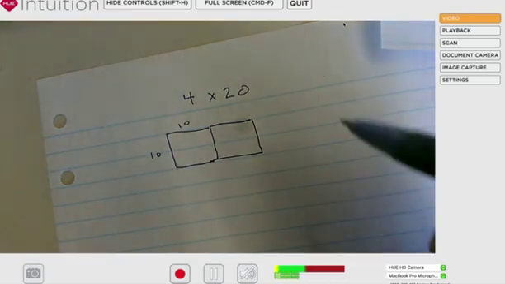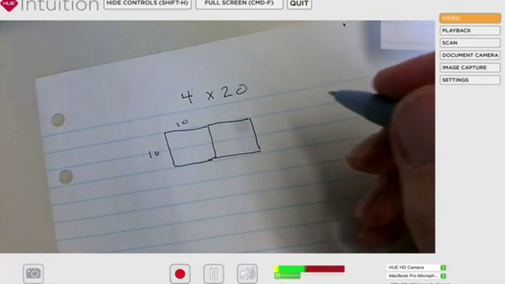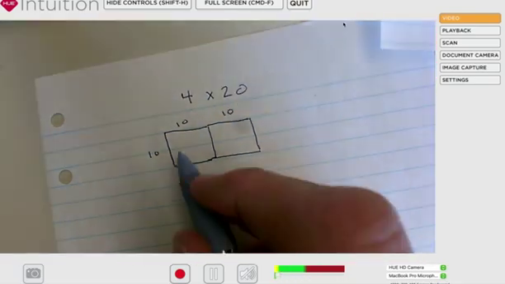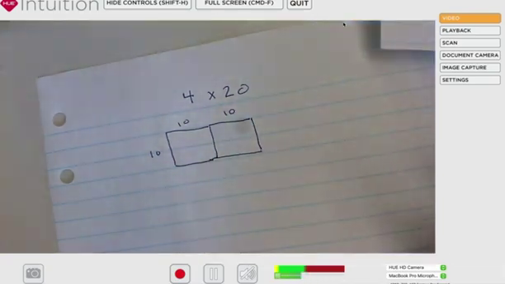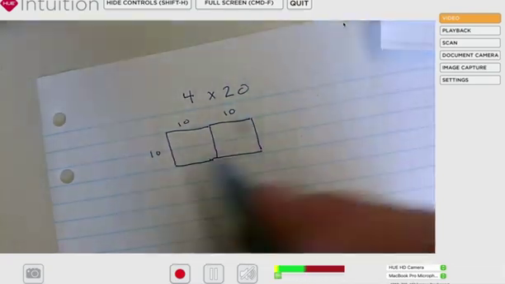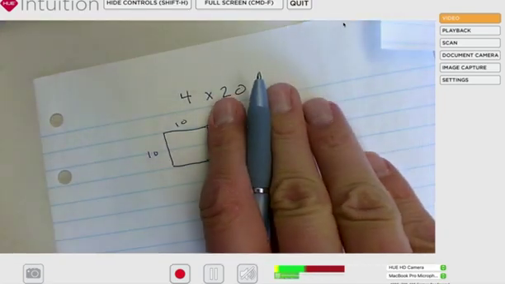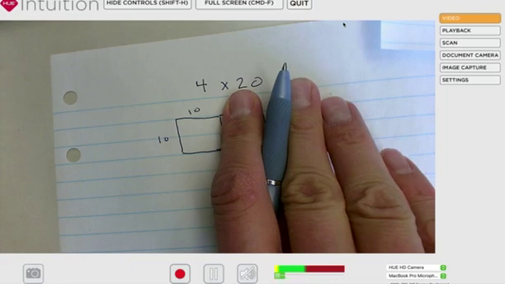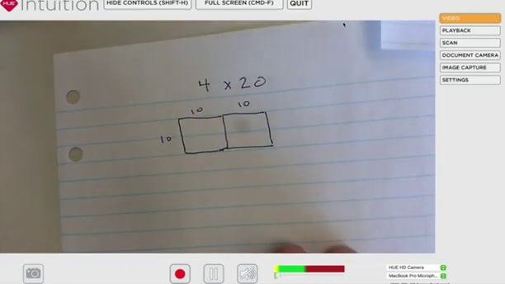So what we're going to do here is make this a 10 times 10, and this is a 10. We know how area works, right? Area is length times width. So this one right here is equal to what? What's the area of this one? Well, it's 100.